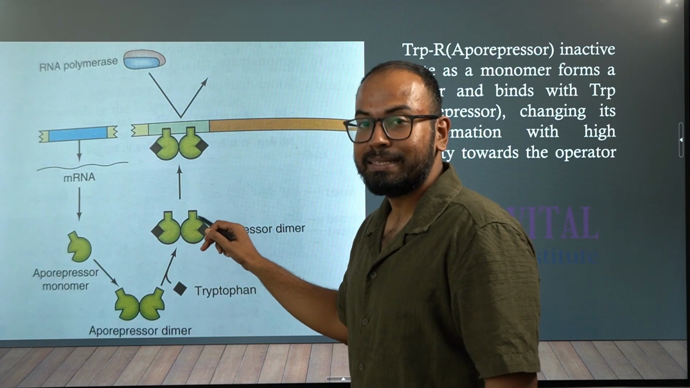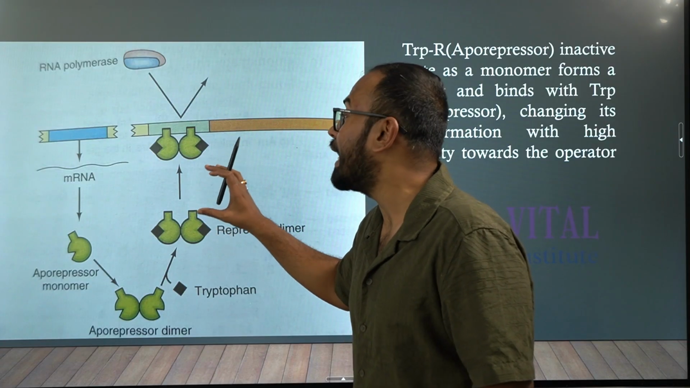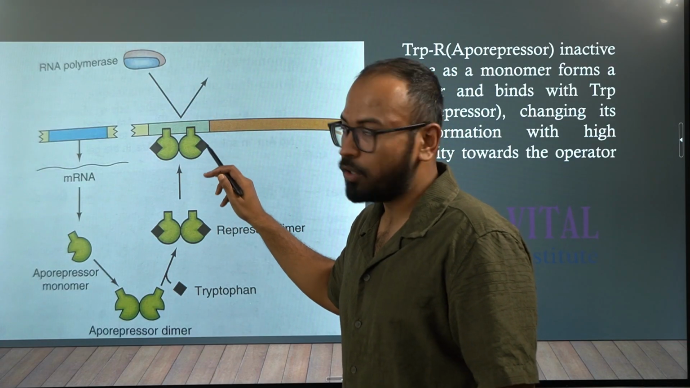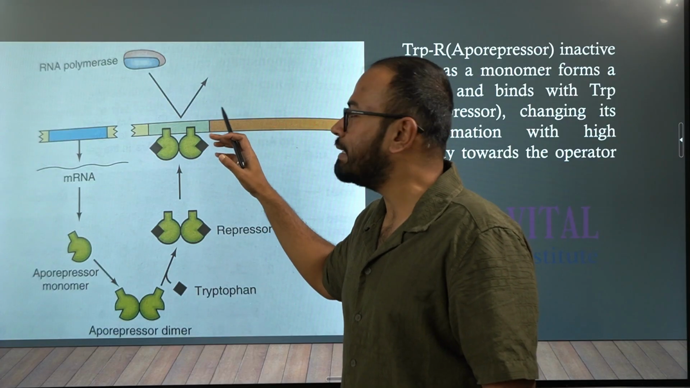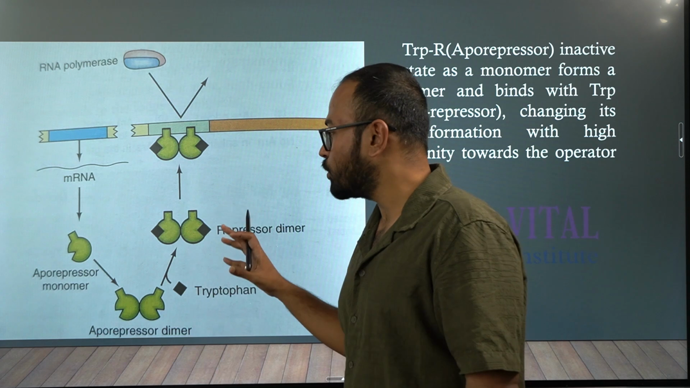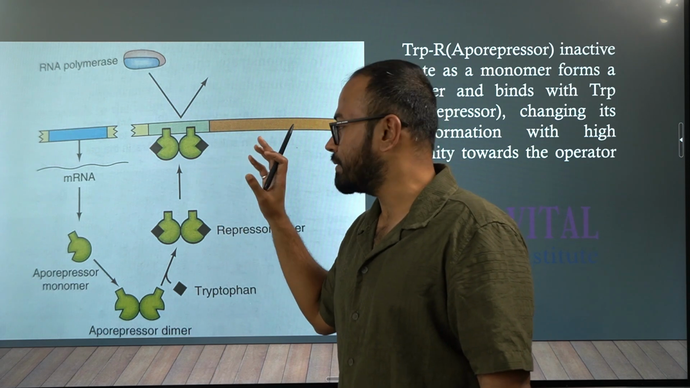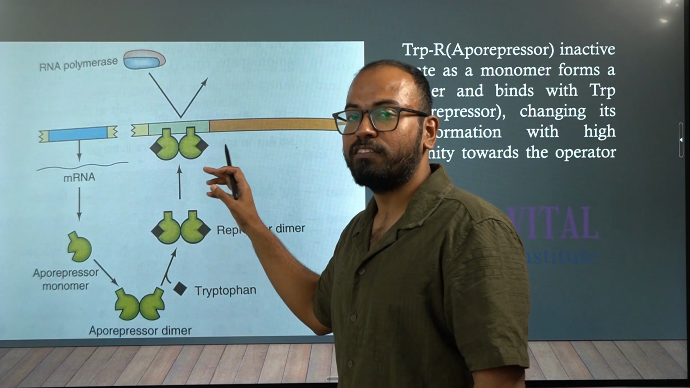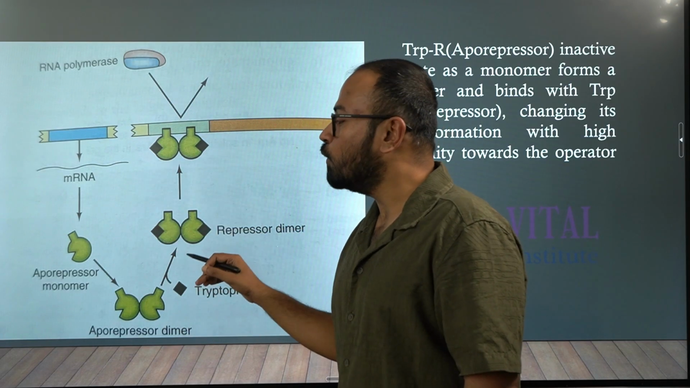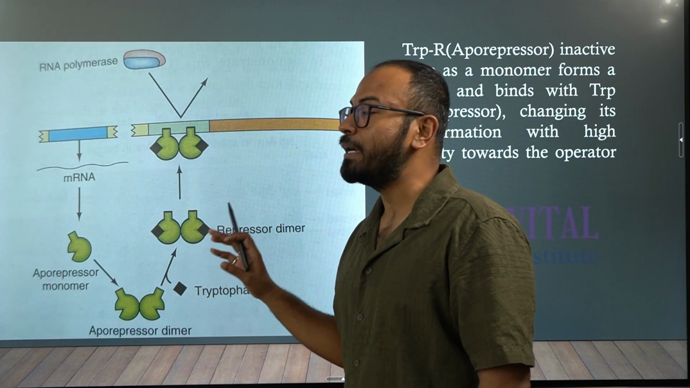This complex shows a high affinity towards our promoter site. The promoter and operator sites are kind of overlapping, so that's why I am stating it as a promoter site, and it is located upstream of our leader sequence within the operon. So this is how the overall mechanism of repression takes place by means of trpR.